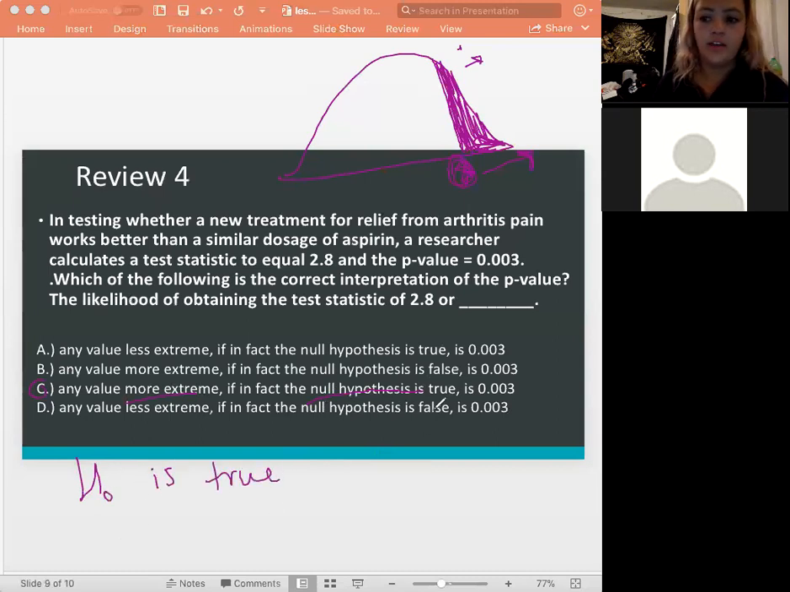This is an assumption, and then the value is 0.003. That's saying that our p-value is that. This part here is the quote that you want to remember: any value more extreme, and then if in fact the null hypothesis is true. That's the main idea there: more extreme, null hypothesis is true.